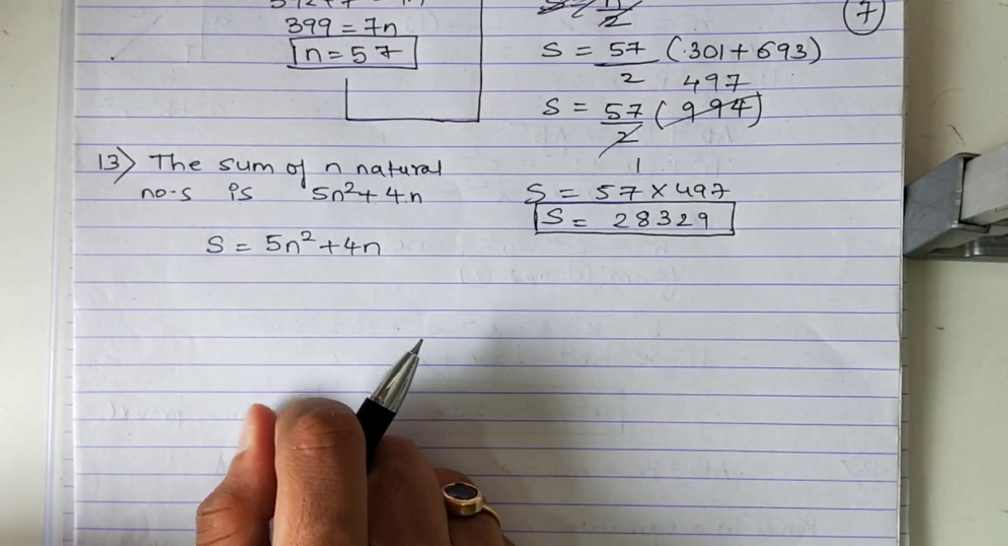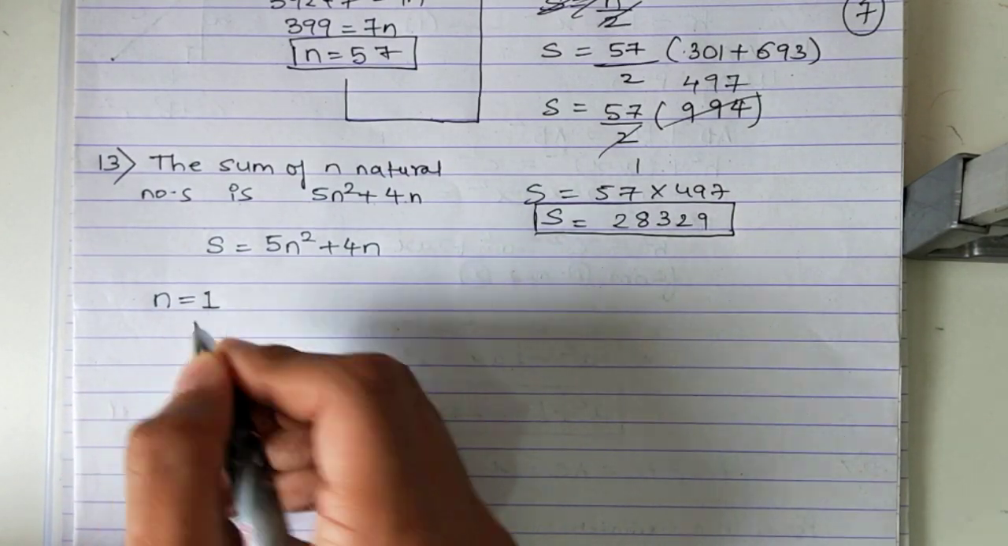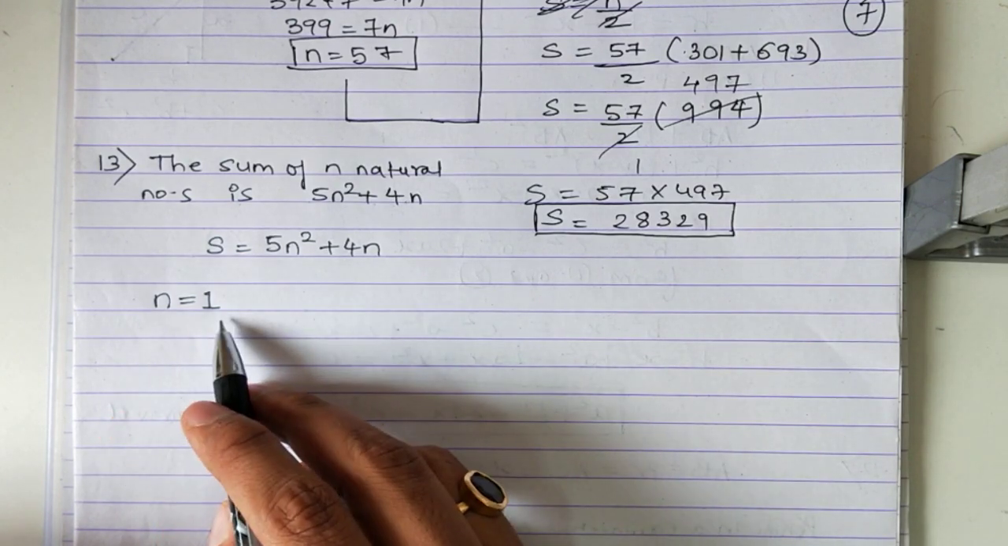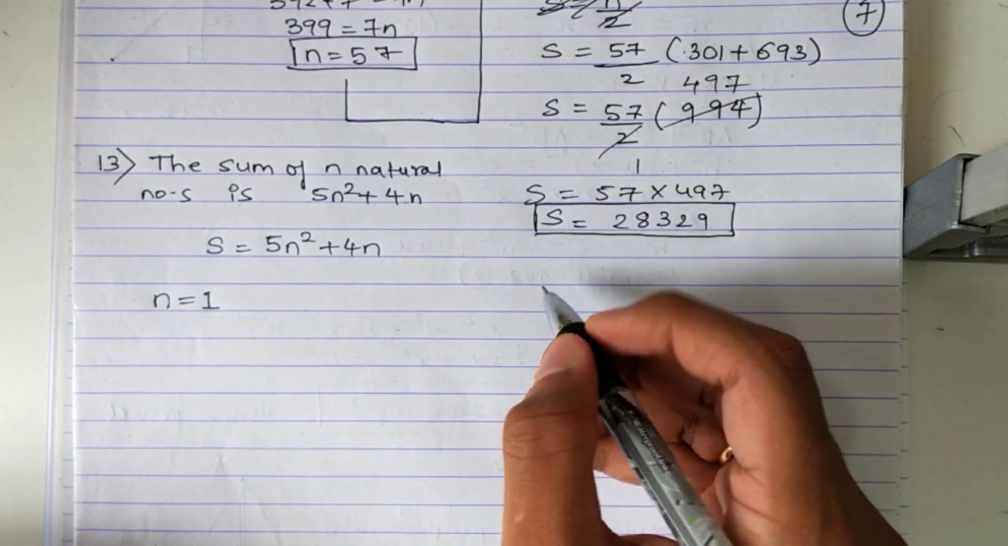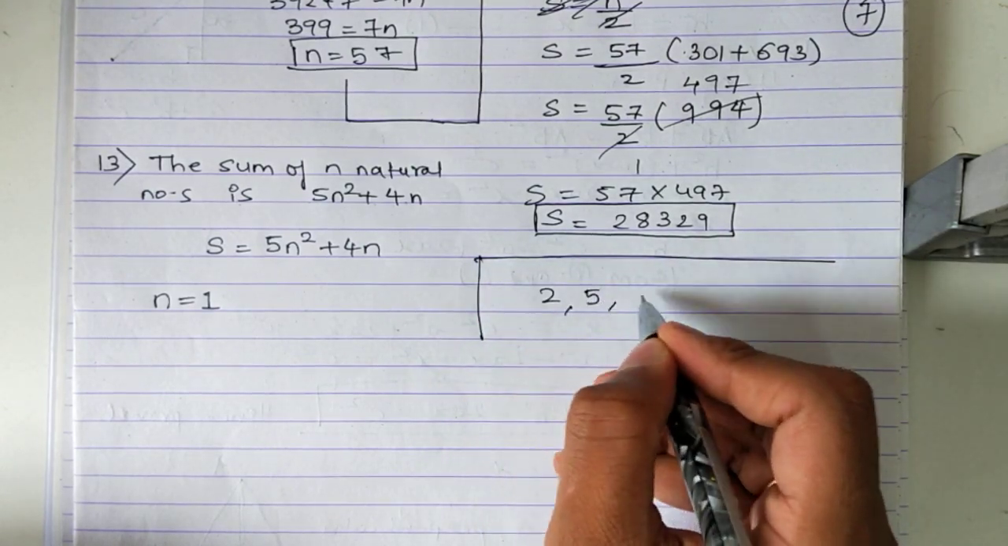So what I'll do is, I'll find the sum of the first term. If we take n as 1, what will it mean? See, I'm explaining with an example. Let's say your AP is this.